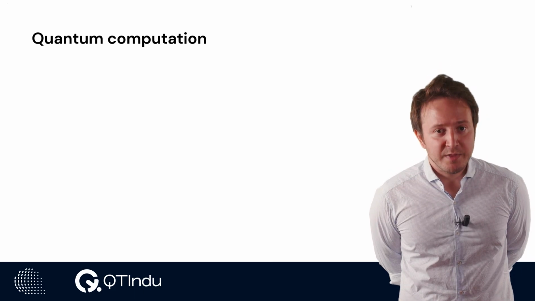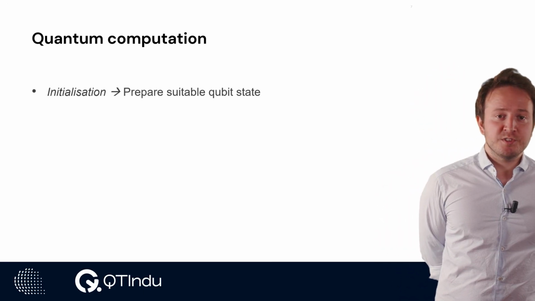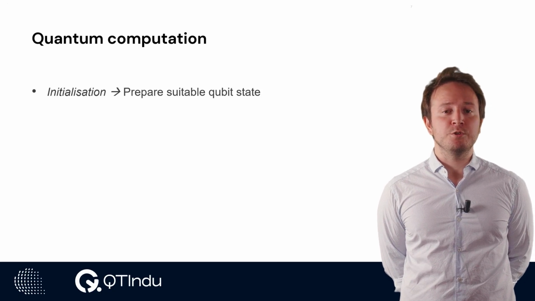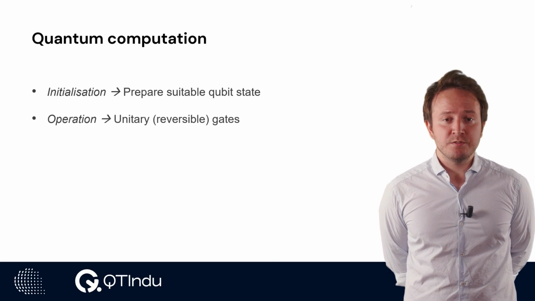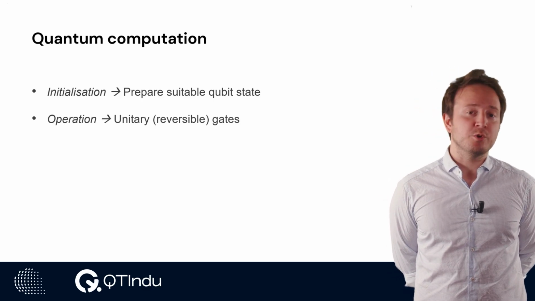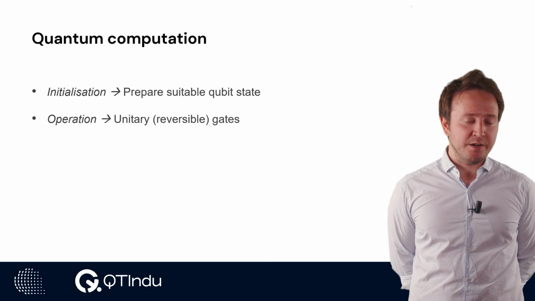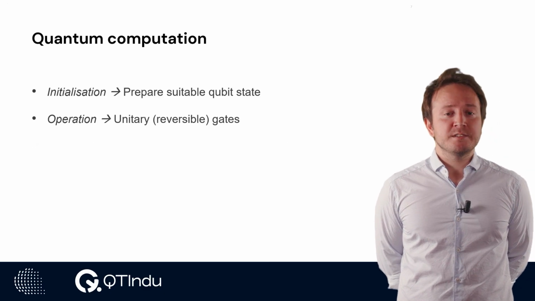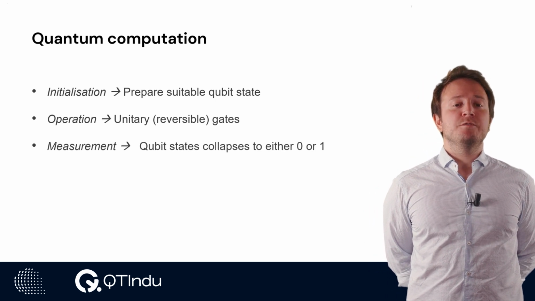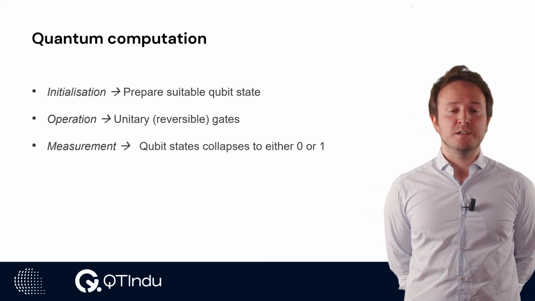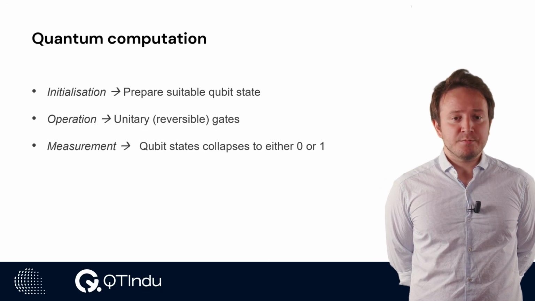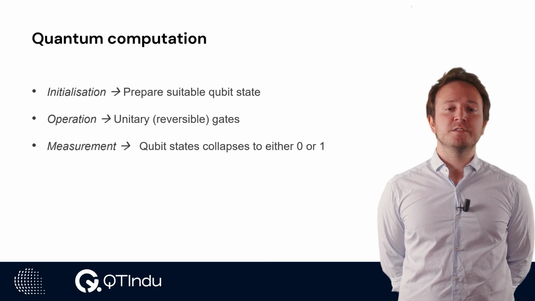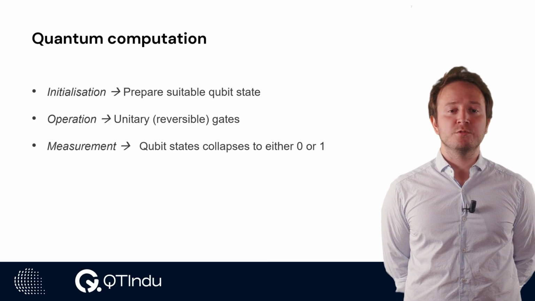Now, quantum computation. The main ingredients of quantum computation start with an initialization procedure, where essentially you have to prepare a suitable qubit state. Then we go to the operation, and the operations in a quantum computer, and this is very important, are only given by unitary, or in other words, reversible gates. This operation can be quite complex, but at the end of the day, we have to measure the state and get back a classical list of bits. In the measurement step, the qubit state collapses to either 0 or 1. So each of the qubits after measurement will be given a value of 0 or 1.